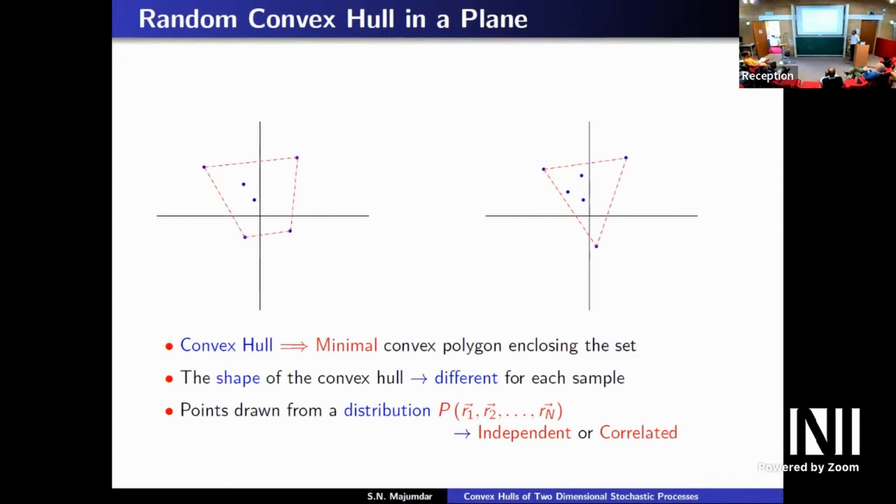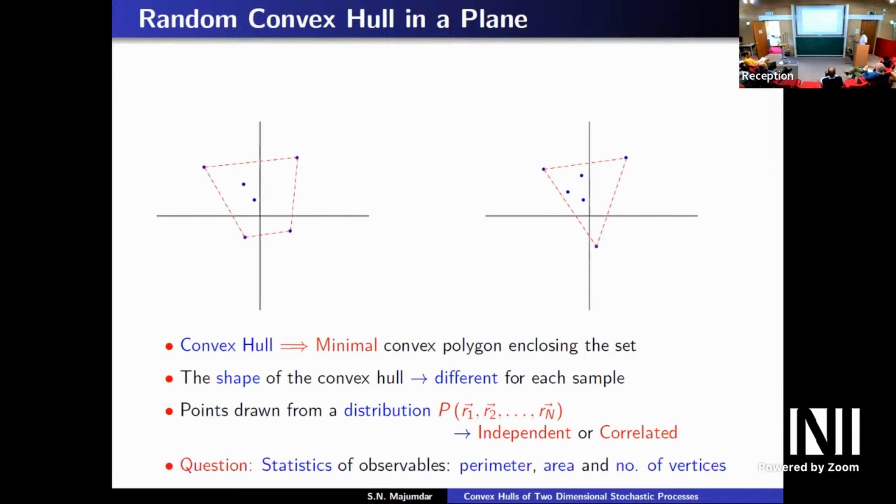I choose another sample, I get another convex hull. And so the convex hull, therefore, is a random object given this joint distribution. And the main problem is, what can we say about the statistics of the convex hull given this joint distribution? Okay, so that's a very general problem.